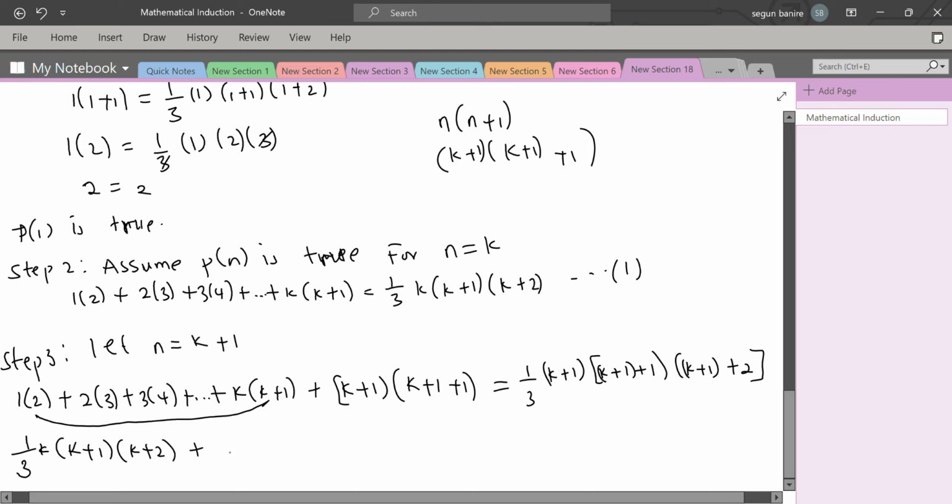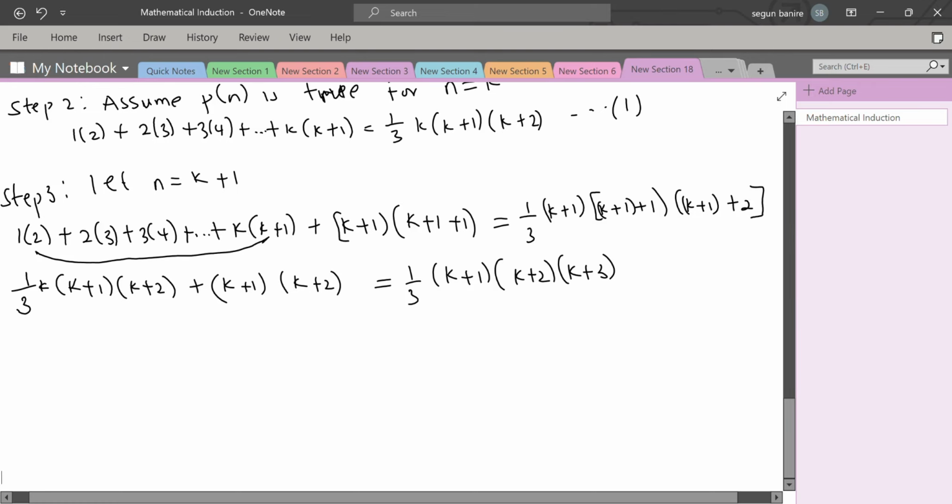Then you can just write this one back. You have k plus 1. So when you add 1 plus 1, you get 2. So that is k plus 2. So this is the left hand side now. For the right hand side, we get 1 over 3 times k plus 1, and then k plus 2 times k plus 3. So this is what we want to prove. We want to prove that the left hand side is equal to the right hand side.